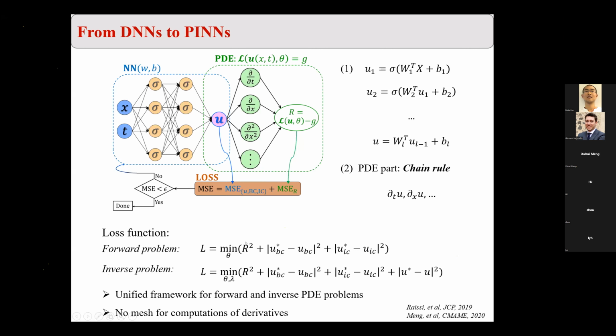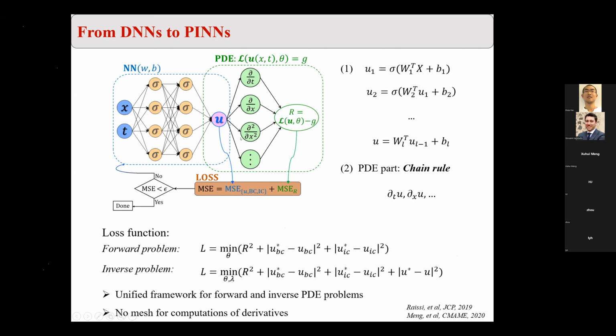By minimizing the loss function, we can try to solve the differential equation. After training of the neural network, the output of the neural network will satisfy the boundary condition and also the initial condition as well as the equation itself.